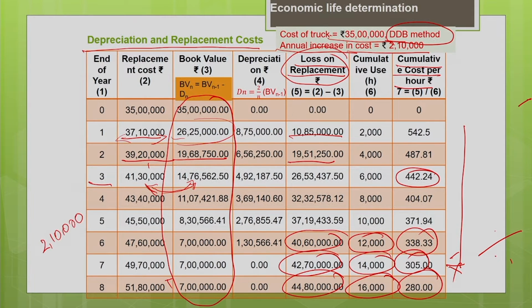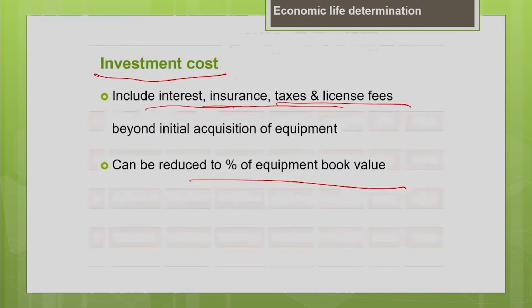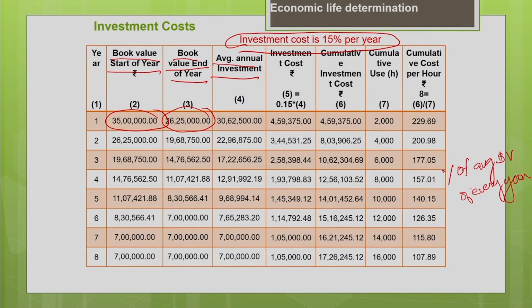So, this column you can use for the investment calculation. Book value at the end of every year can be obtained from this table. And another thing, as I told you, book value at the end of first year is the same as the book value at the beginning of the second year. Similarly, book value at the end of second year is the same as the book value at the beginning of third year. So it goes on like this.